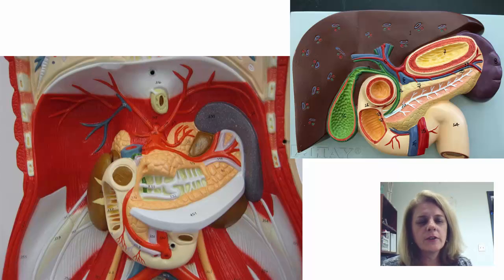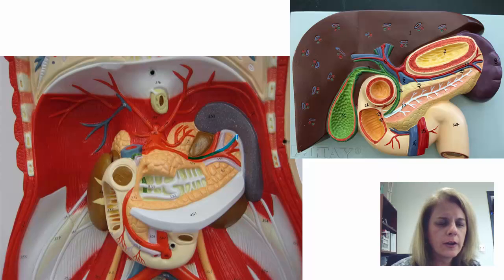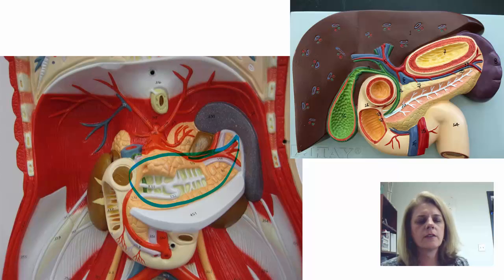All right, another endocrine organ. We've got several in this particular picture. We have the pancreas. Okay, this is the pancreas. It looks like corn to me. I always tell my students, look for the thing that looks like corn. It's glandular, so this is the pancreas.